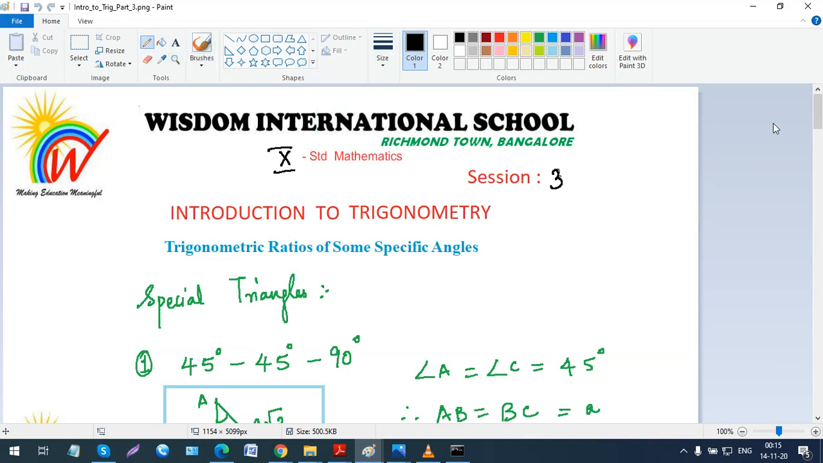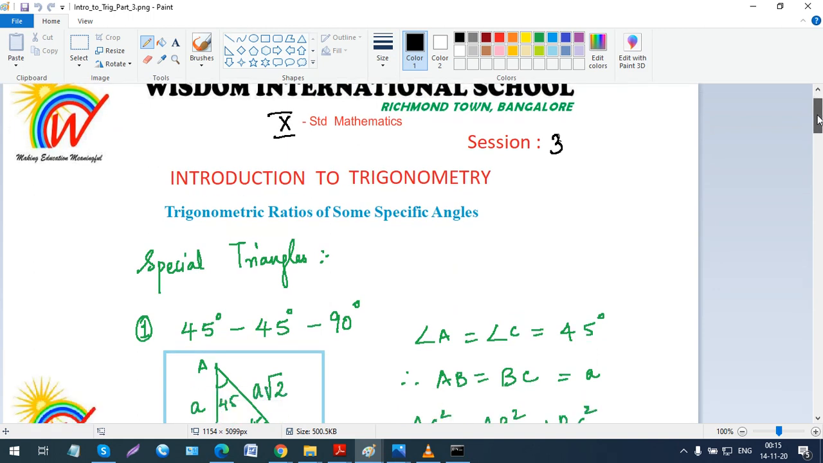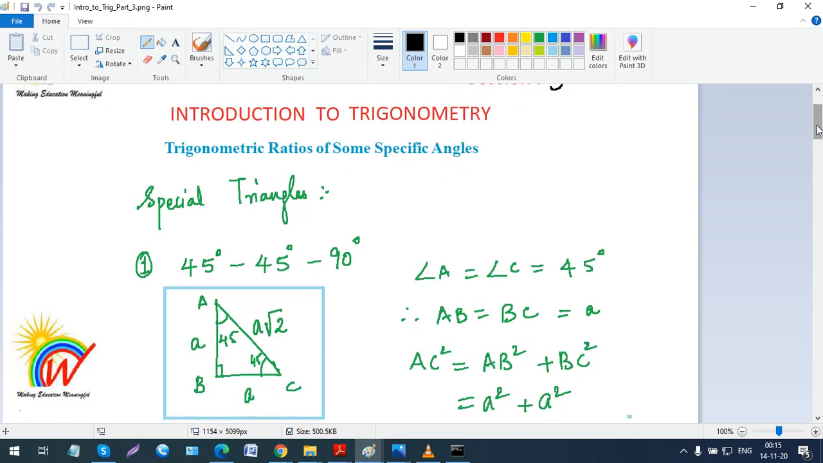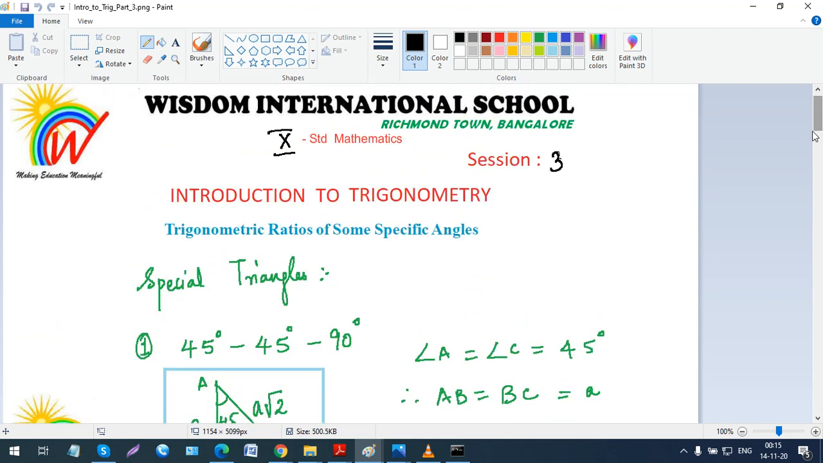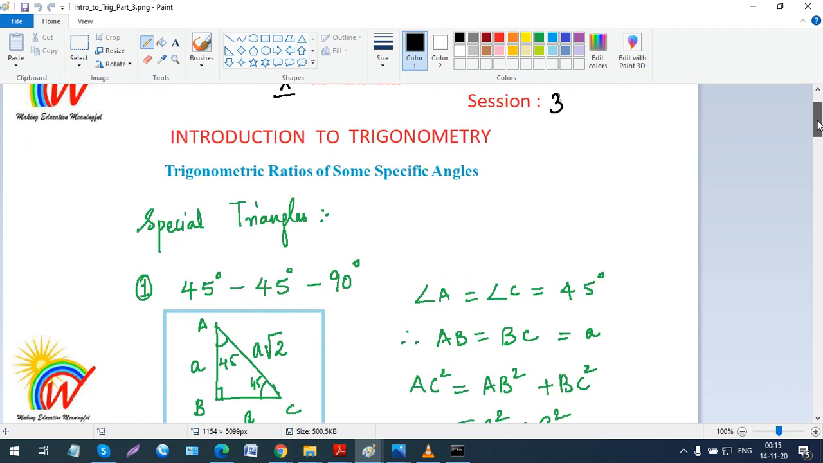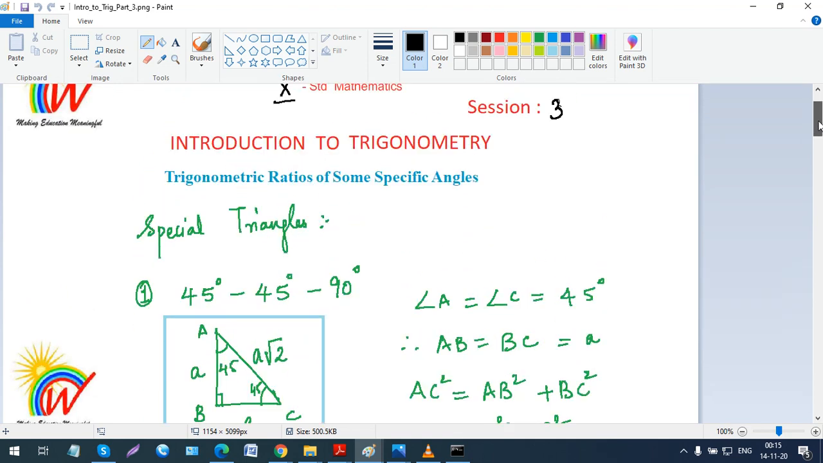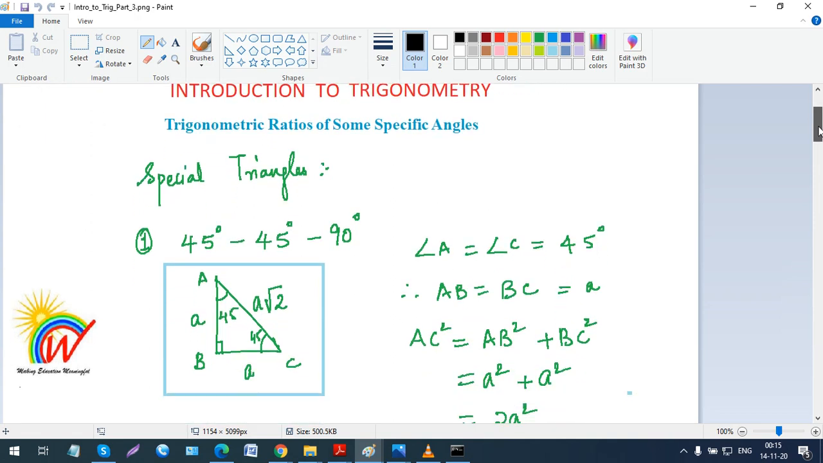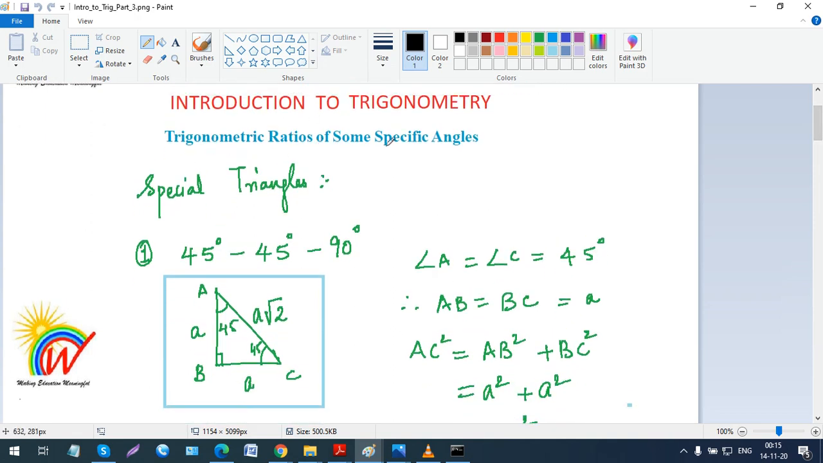So children, we are going to continue with trigonometry. I hope you have memorized the trigonometric ratios and how to solve problems based on them. I hope you have completed the first exercise in your classwork. Now let's move on to an introduction to the trigonometric ratios of some specific angles.